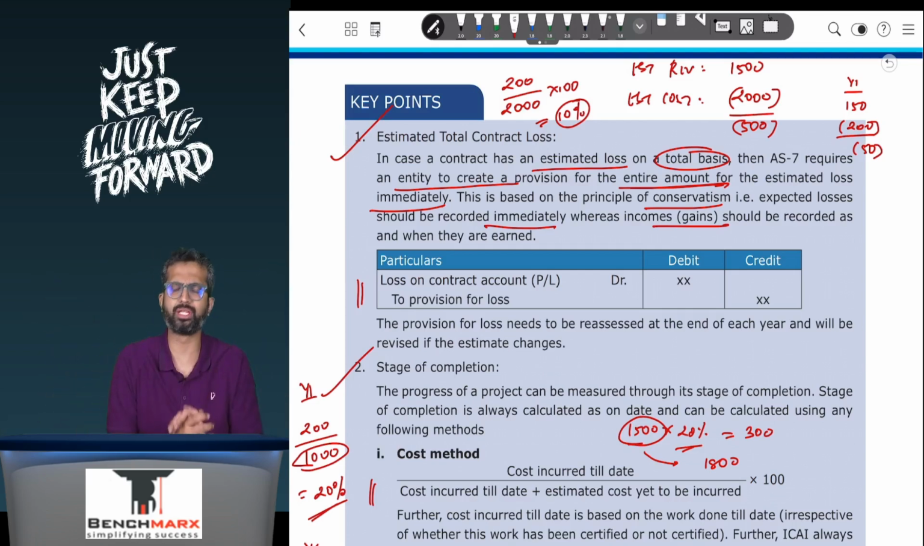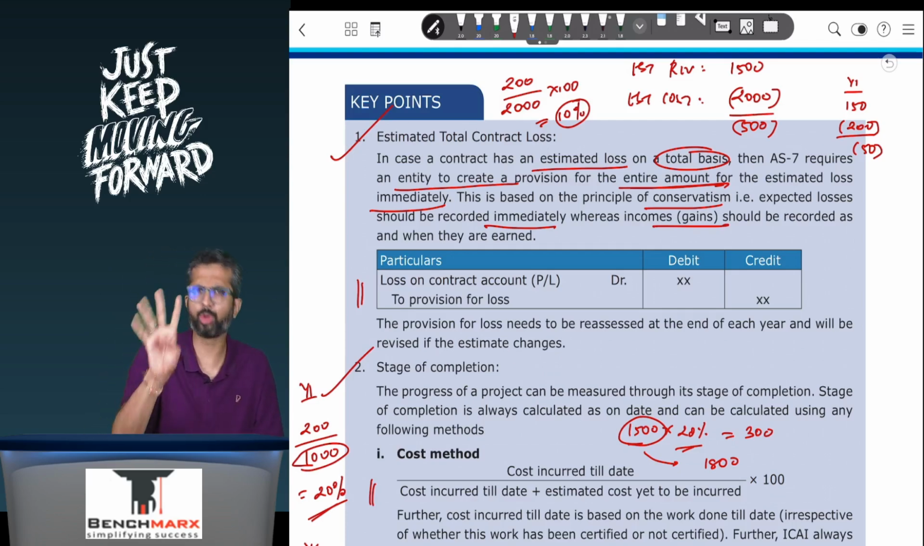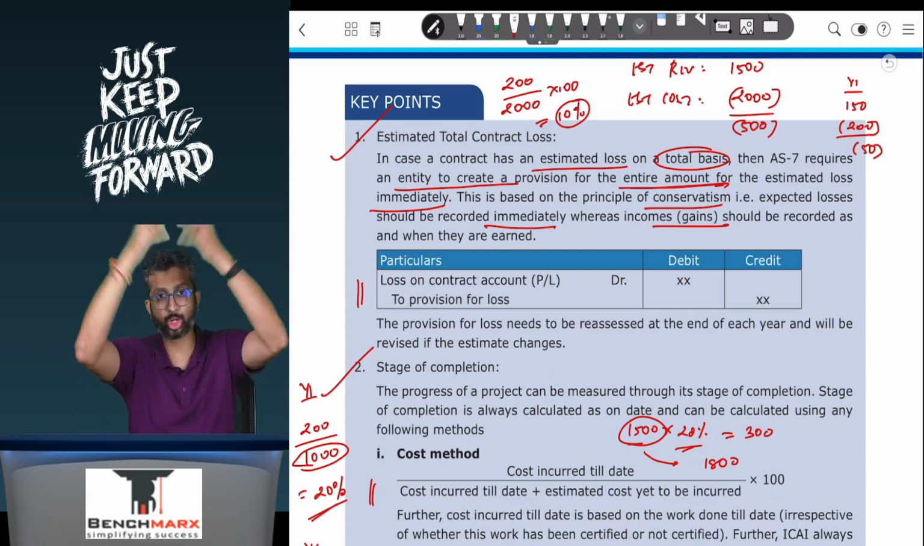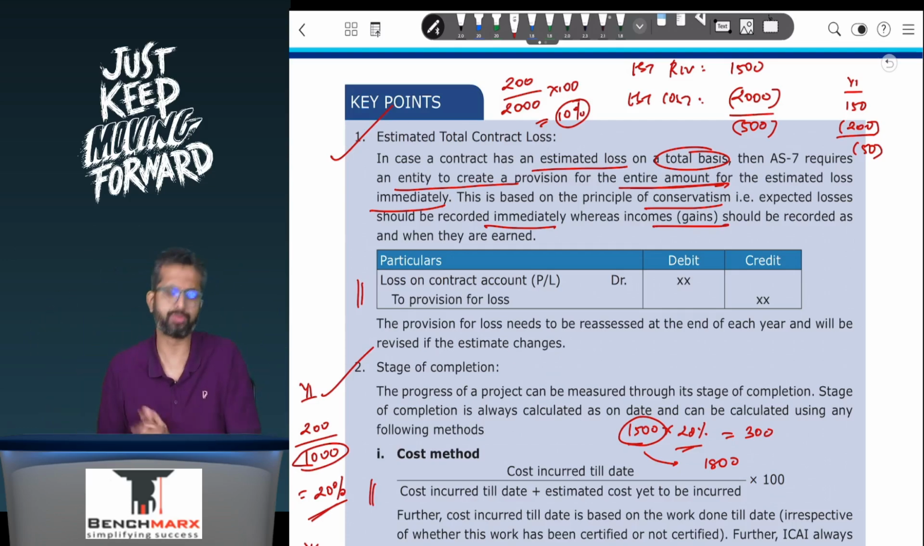However, on a concept level, one needs to remember that one needs to create a provision for estimated losses the moment the losses are anticipated on the entire contract. So a typical way of solving these sums, follow 4 steps and you will never make a mistake. Step number 1, calculate estimated profit or loss on an overall basis for each of the years. Step number 2, calculate the stage of completion, that is cost incurred upon total estimated cost. Step number 3, calculate the revenue to be recognized, that is revenue till date, which is your total revenue based on the estimate of that year into the stage of completion, minus revenue earlier recognized, will be the revenue to be recognized for each of the years.